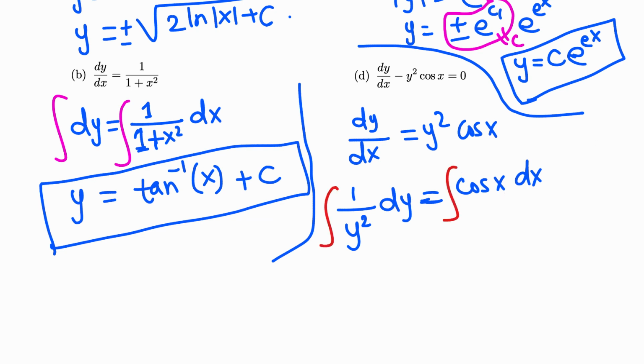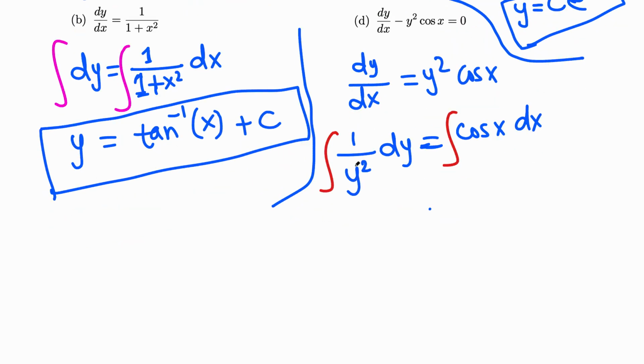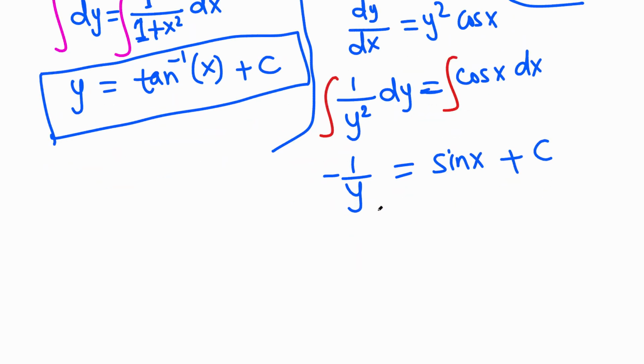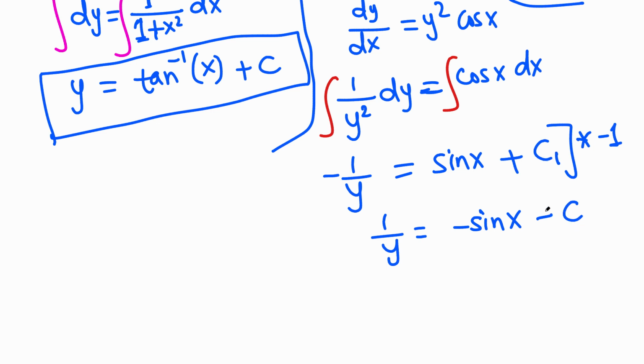Now we integrate, and that gives us 1 over y squared, which is y to the negative 2, and doing the power rule, that's negative 1 over y, equals the antiderivative of cosine x, which is just sine x plus a constant. Now we need to isolate y and get rid of the negative, so we multiply through by negative 1. So 1 over y equals negative sine x minus c, or we could have written c1, that gives negative c1, and we can call that negative c1 plus c. You can always just work with the minus.